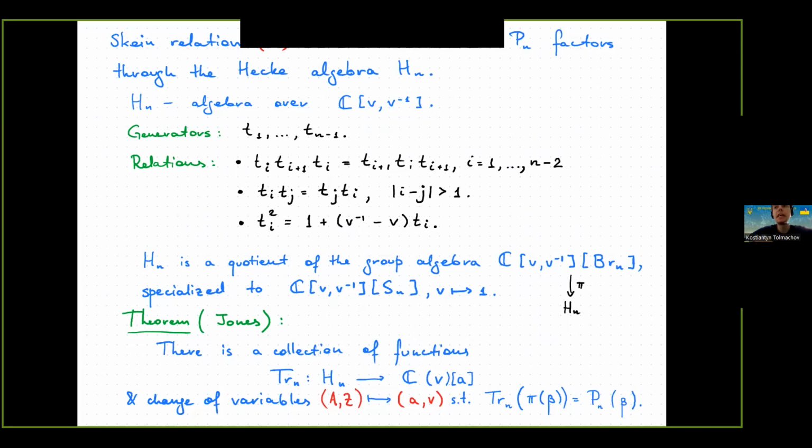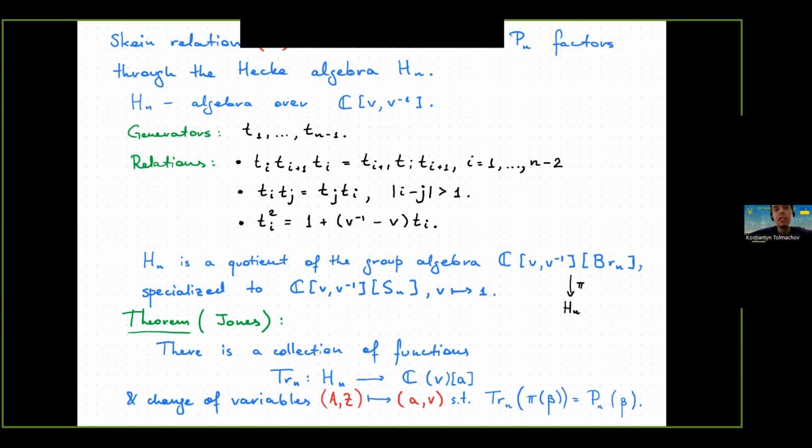So the skein relation, the recursive relation shown on the previous slide, shows that this invariant Pn actually factors through the Hecke algebra Hn of the symmetric group. And I recall what this is. It's a certain unital algebra defined over the ring of Laurent polynomials in variable v. It has the same generators as a braid group, T1 through Tn minus 1, and certain relations.